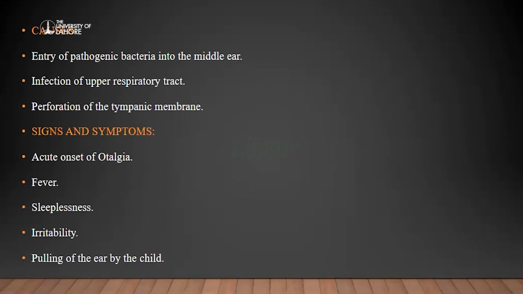Signs and symptoms: acute onset of otalgia, the patient feels fever as well, sleeplessness, irritability, pulling of the ear by the child.